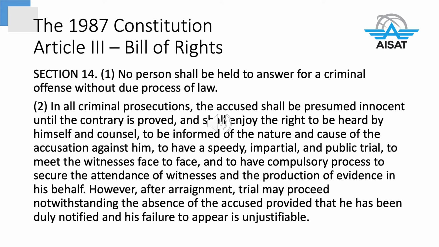Here it lists the rights of the accused. The accused shall have the right to be heard, shall have the right to be informed of the accusation against him, shall have the right to a speedy, impartial, and public trial, shall have the right to meet the witnesses face to face. Compulsory process means they have the right to ask the court to help them secure a witness or to produce evidence. But these are the rights of the accused guaranteed in the Constitution. And it seems that the Anti-Terrorism Act does not give these rights to the accused when they designate a person as a terrorist. So that's another point of contention against this law.